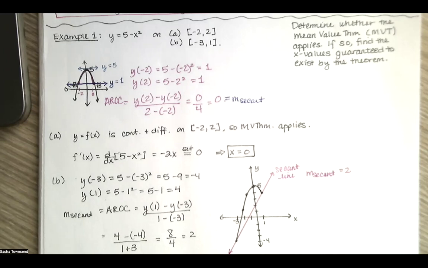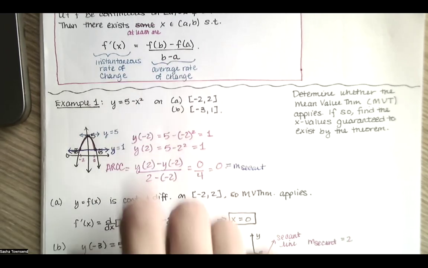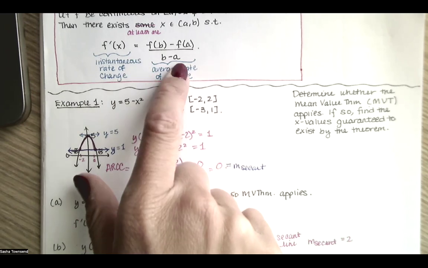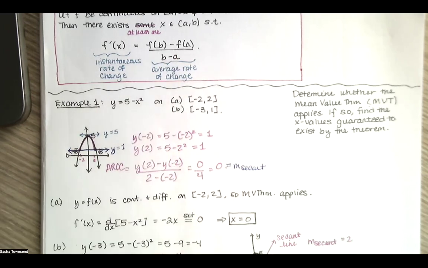It's just a parabola when we graph it. It's nice and smooth. We can draw it without picking up our pencil. So the theorem applies. Now we have to find the x values where the derivative, or the slope of the tangent line, is equal to the slope of the secant line.